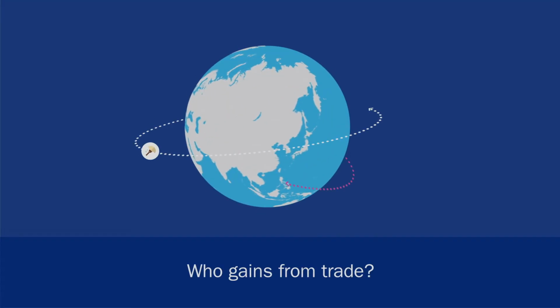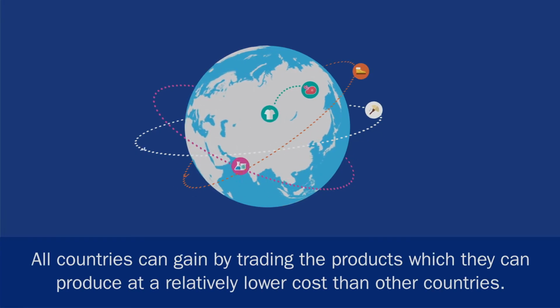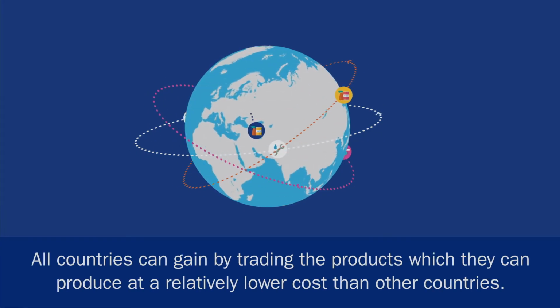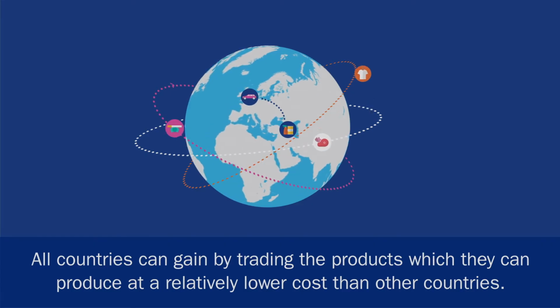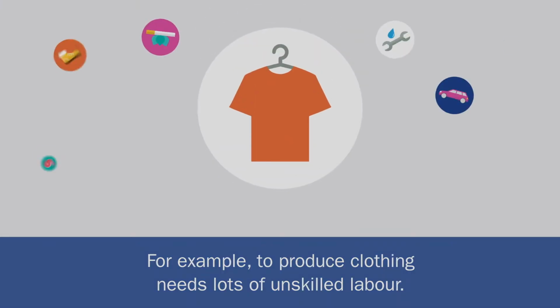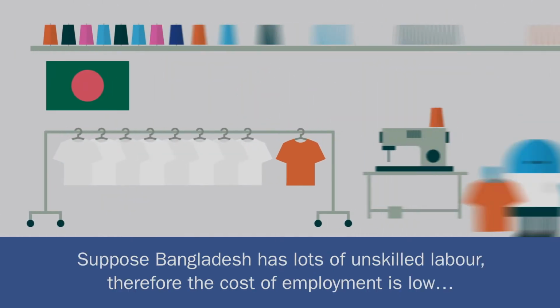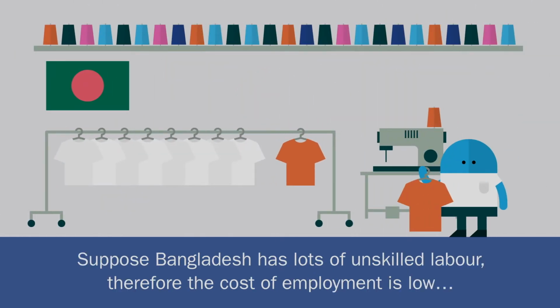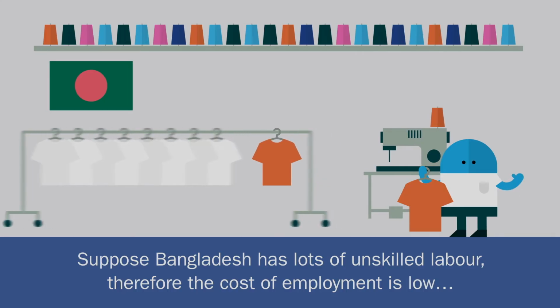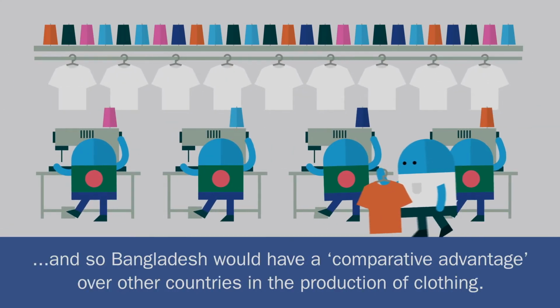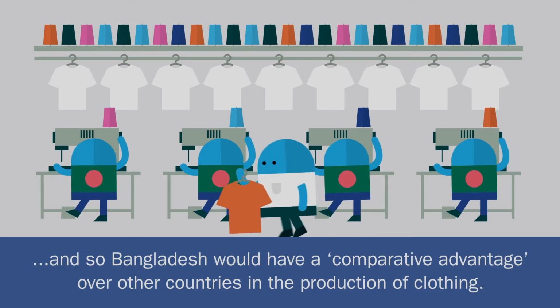Who gains from trade? All countries can gain by trading the products which they can produce at a relatively lower cost than other countries. For example, to produce clothing needs lots of unskilled labour. Suppose Bangladesh has lots of unskilled labour, therefore the cost of employment is low, and so Bangladesh would have a comparative advantage over other countries in the production of clothing.